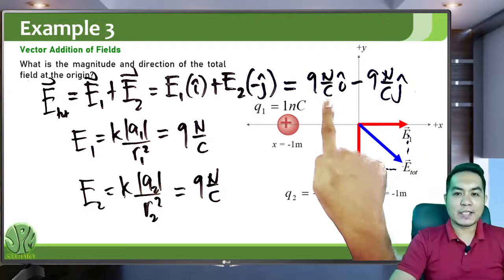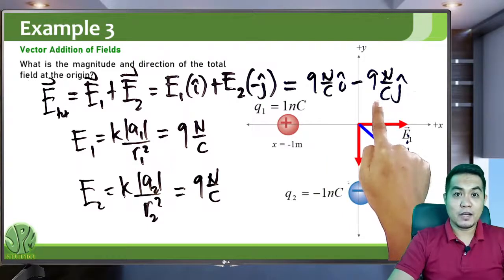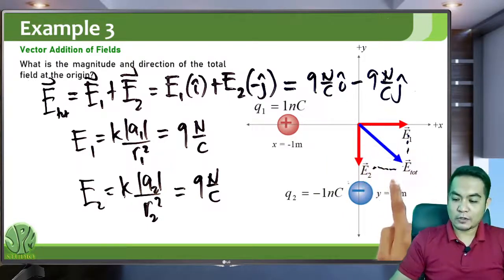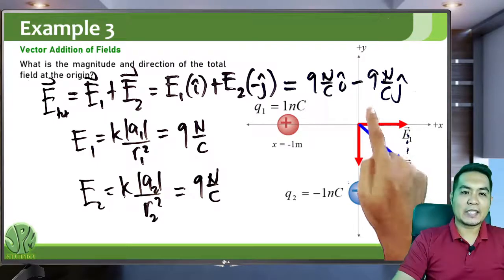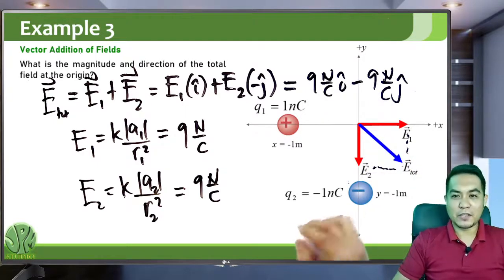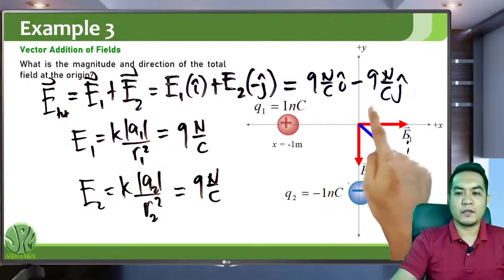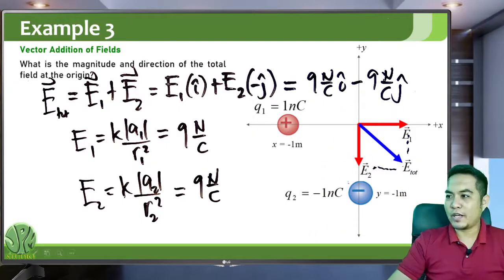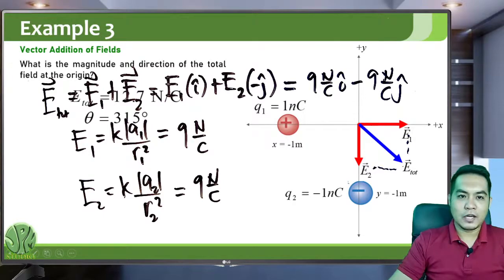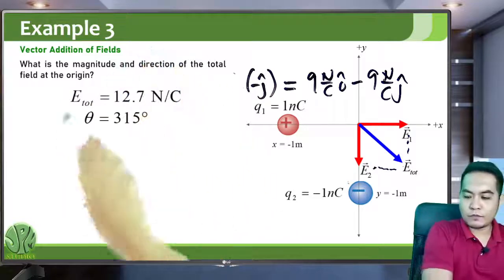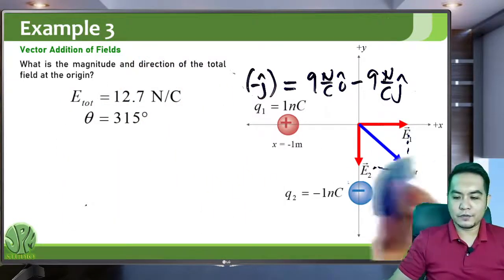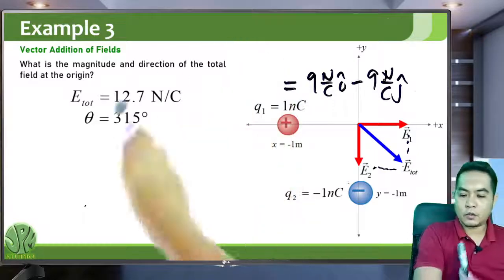So positive X component, negative Y component, so that corresponds to a vector in quadrant number 4. So positive X, negative Y, so quadrant number 4. To get its magnitude, Pythagorean theorem: square root of the X component squared plus the Y component squared. And you will get a value of 12.7 Newton per Coulomb.